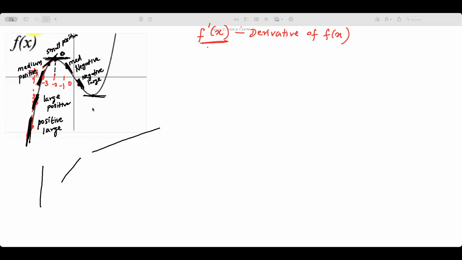How is the slope at this point? It's 0. Again, what are we doing here? It's increasing. It's positive. Increasing. Yep, it's almost becoming a vertical line. Large positive, small positive, medium positive. Okay, let's try to graph that.